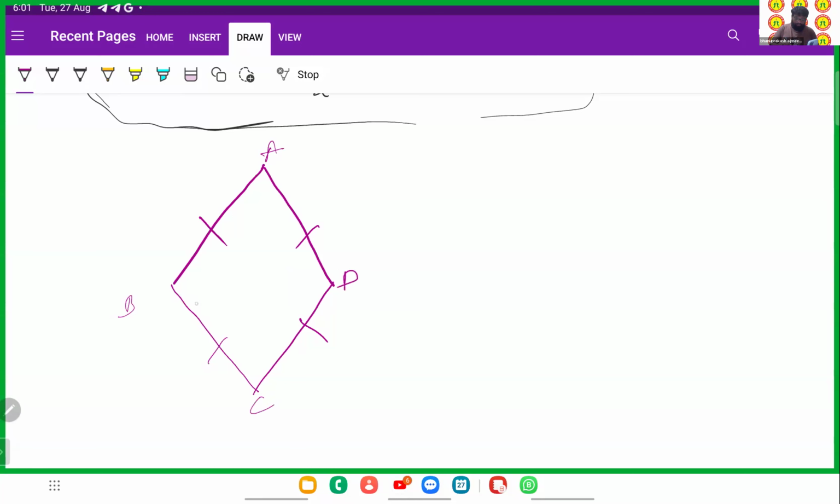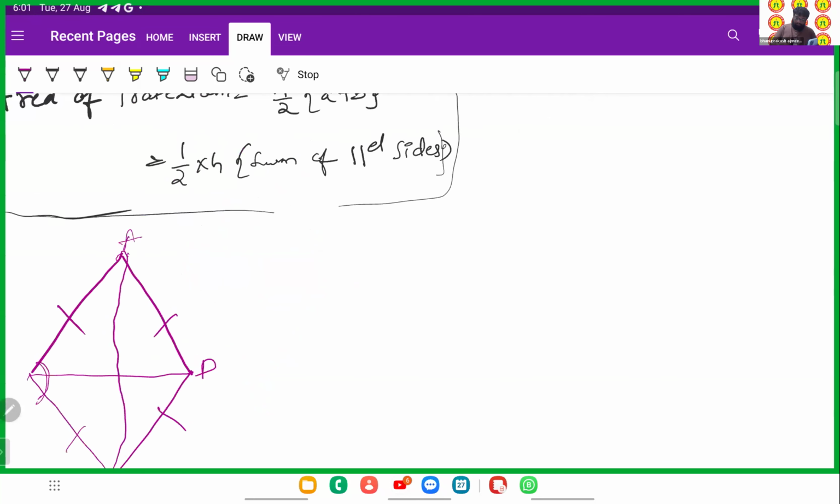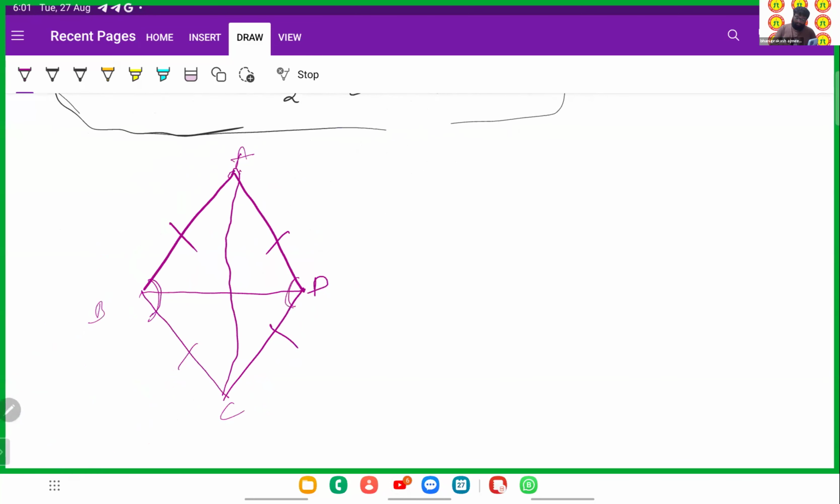So if you draw here, four sides are equal. Opposite angles are equal. What exactly is meant by opposite angle? This angle is equal to this angle. Similarly, this angle is equal to this angle. And if you sum up these opposite angles, they are supplementary.